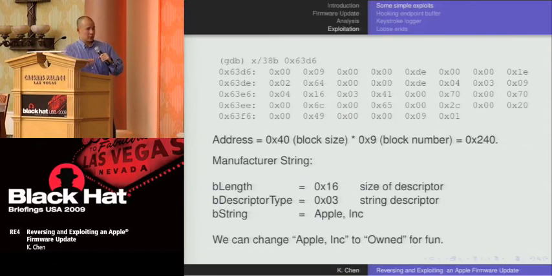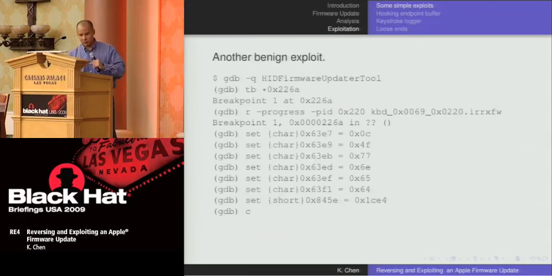So what we'll do is change Apple Inc. The Inc. is finished on the next half block. So we'll change that to owned. This is the exploit that we'll use.